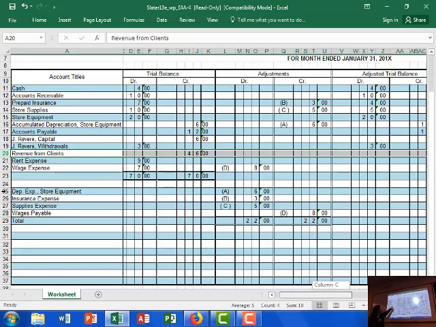Now, the expenses. What do you think we have to do with these? We have to bring them over. So we now have to bring the expenses over into the correct column. Remember, these are the normal balances. So we bring that over.